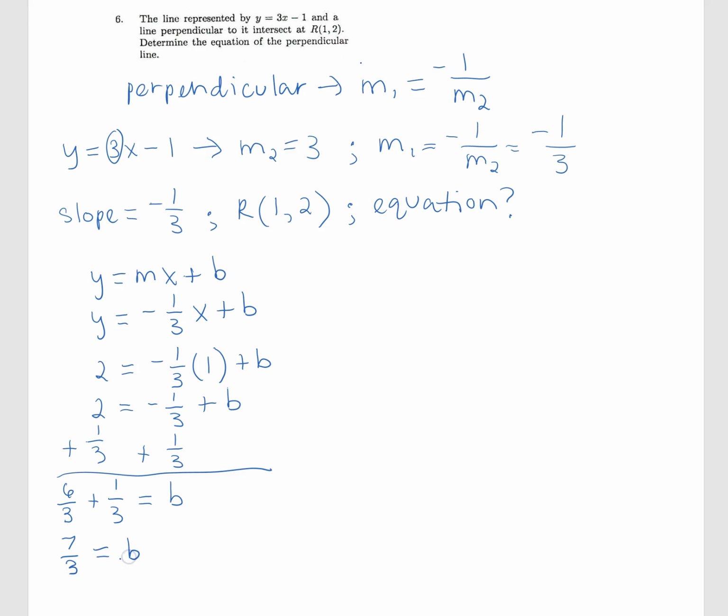equals b. Alright, so now we can rewrite the equation with everything we know. So I'm going to do that over here. We have y equals negative 1/3 times x plus 7/3. And that's the equation of the perpendicular line in this question.